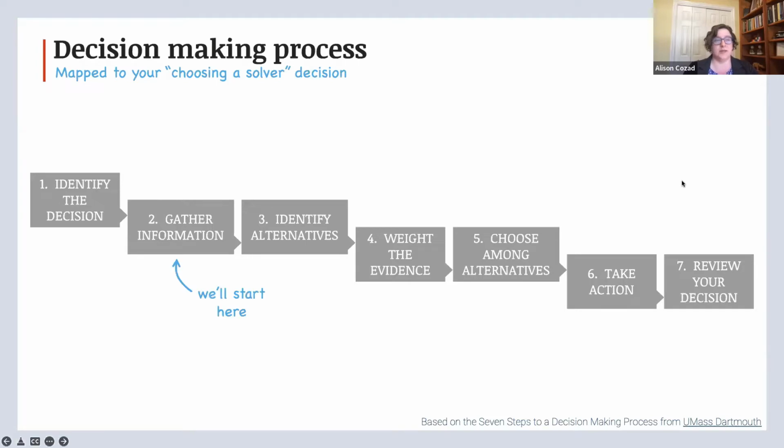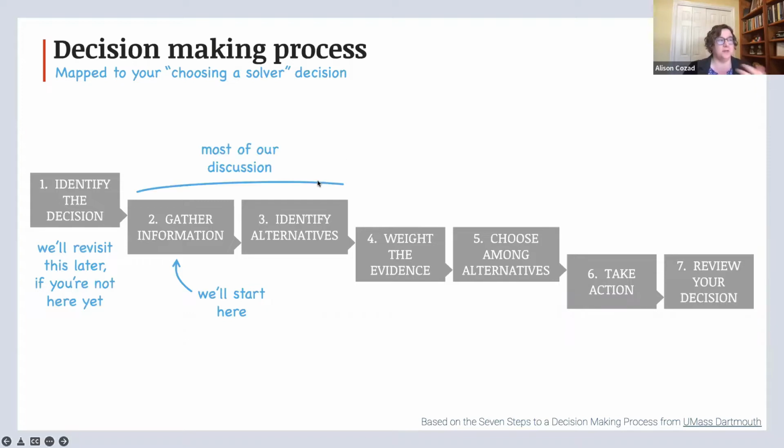We're going to start at gathering information. We will revisit identifying whether or not you need to make this decision of choosing a new solver. But we're going to start the talk and spend most of our time discussing gathering information and identifying alternatives. Later, we're going to touch on weighing the evidence, choosing among your alternatives, and then really making the change. So whether that's changing to something like Gurobi or switching to a different solver, depends on your business application. And then we're going to review that decision.